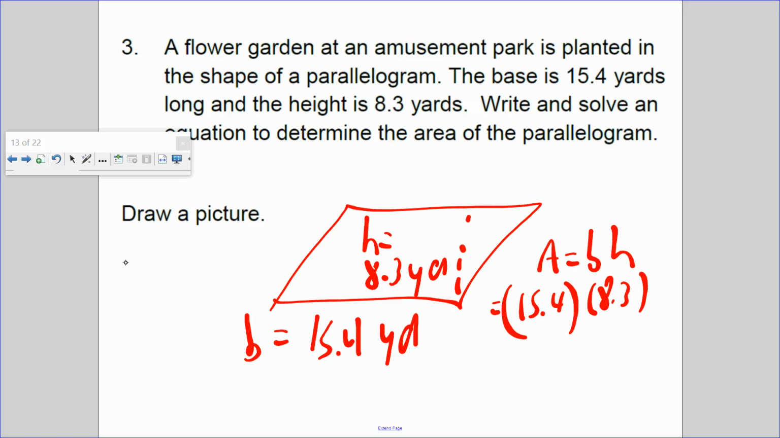Do we still remember how to multiply? So we multiply as normal. Imagine it's just 154 times 83. So we're multiplying the tenths place by the tenths place, so our answer has to be in the hundredths place. You have to move the decimal 2 places over once you get the answer.